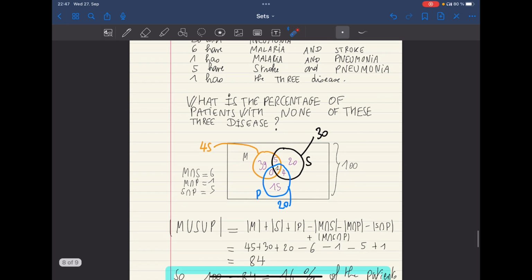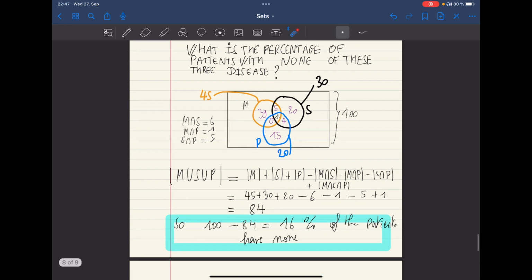And for that I use the formula we just saw, and I will paste all the information. And like that I know that this whole thing is 84 patients. Okay? And now I know in total we have 100 patients. So I do 100 minus 84, and I get that 16% of the patients have none of the diseases.